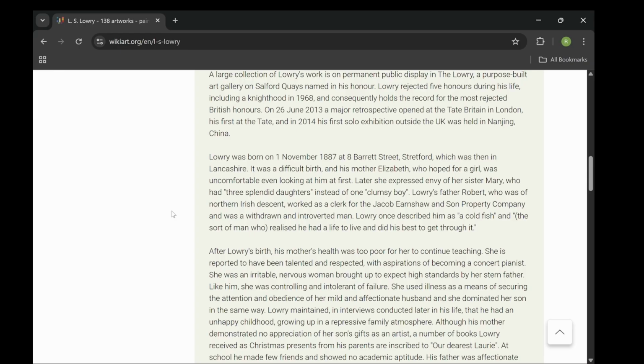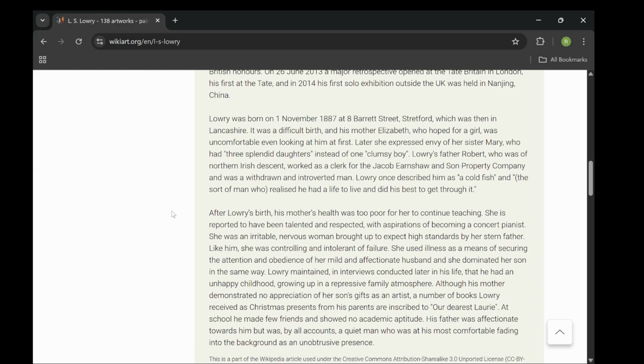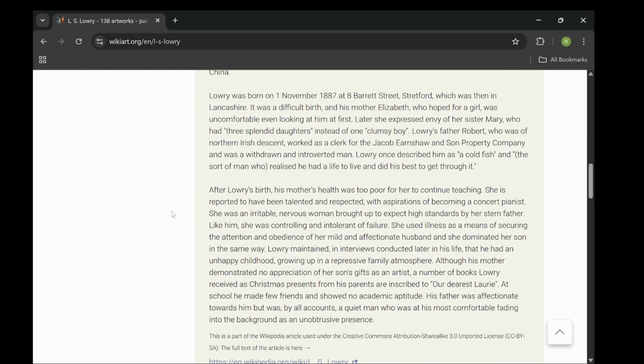And when we discussed Gustav Klimt the last couple of weeks in Wikiart Deep Dive, I think he suffered a similar issue in that he was out there in Austria, in Vienna, which is probably a little bit more chic than Manchester, but when you're not in these London, New York, and Paris sort of places, you're maybe not going to be written into the tale of art history quite as easily. A solo exhibition outside the UK was held in Nanjing. Interesting. Okay, so he was born in Stretford.